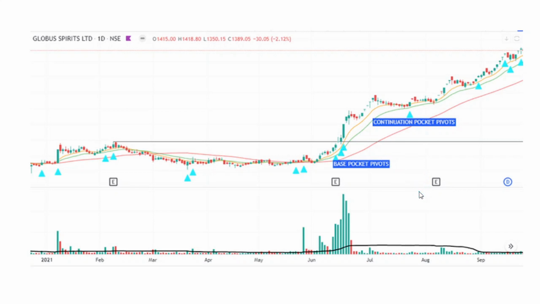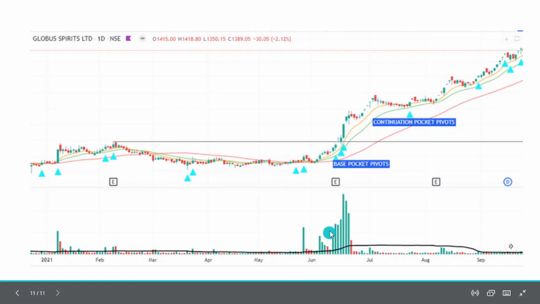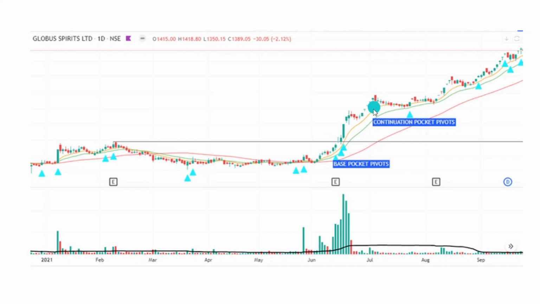Moving on to the next example, we have Global Spirits. After a multi-month base, you can see that the stock gave a breakout here sometime in June. It was accompanied with heavy volumes, and after the breakout, it made a sharp up move. And I can't really add to my position during this up move because the stock appears to be extended, and I have to wait for the right entry point.